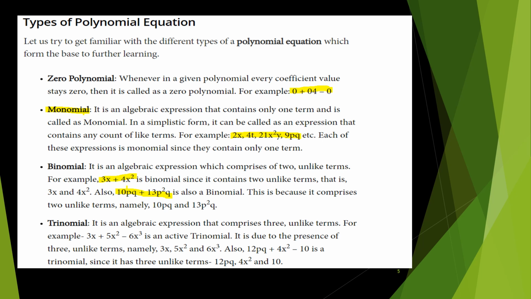Then we have trinomial. It is an algebraic expression that comprises three unlike terms. Similar to binomial, now there should be three unlike terms, like 3x plus 5x square minus 6x cube. Now x is not equal to x square. x square is not equal to x cube. You cannot add these. If you can add these, they are like terms. If you cannot add these, they are unlike terms. So if there are three, this will be trinomial. Tri means three, bi means two, mono means one. So it is very simple. Mono means one, bi means two, tri means three.